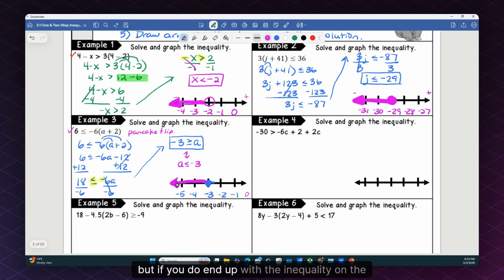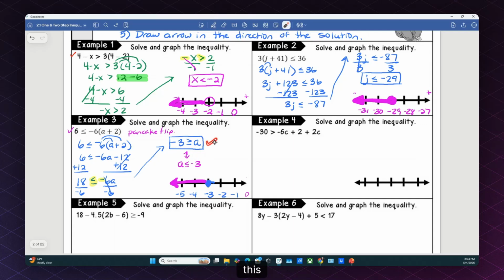But if you do end up with the inequality on the right side, you can pancake flip it over. And this and this are equivalent. Now, you can pancake flip it at the outset. Like you see it's on one side here. You could pancake flip this whole thing and then just move on to. So that is a solution. Okay. Hope that makes sense on that one.